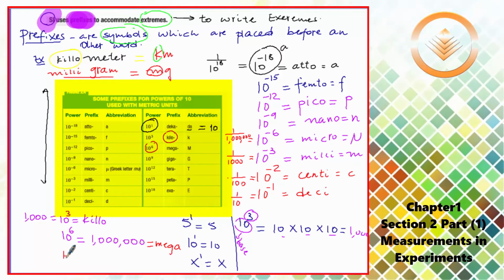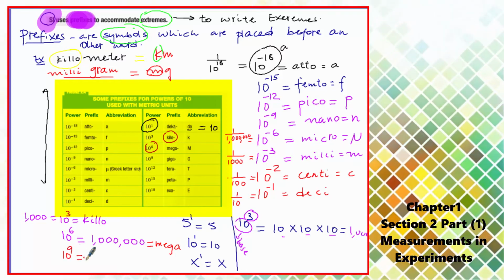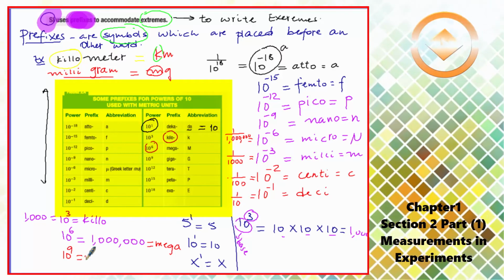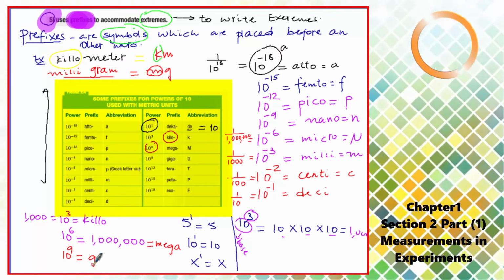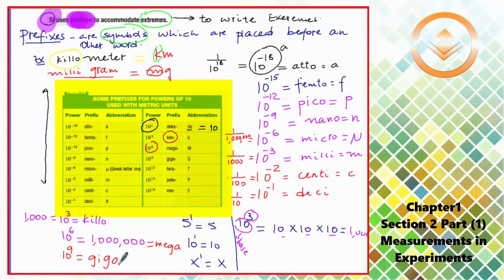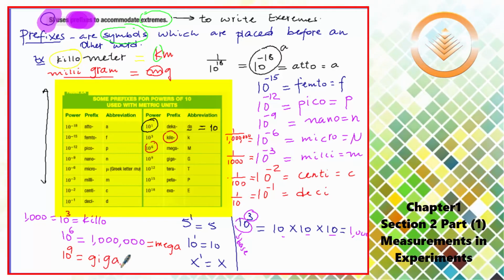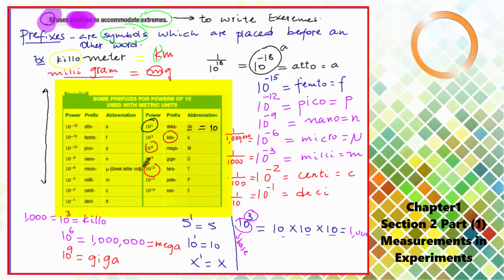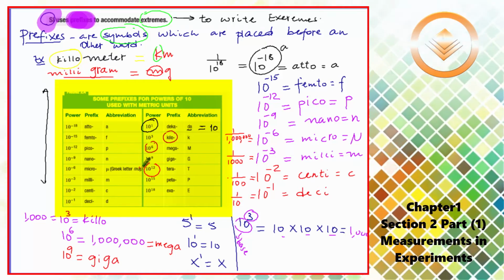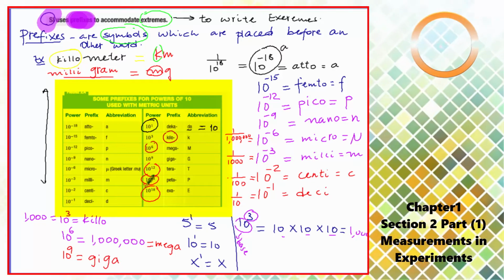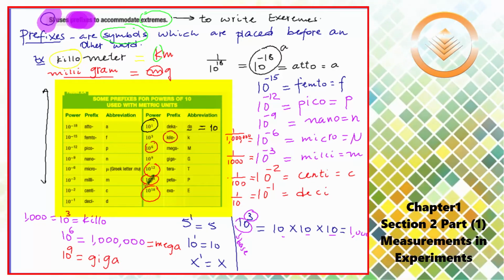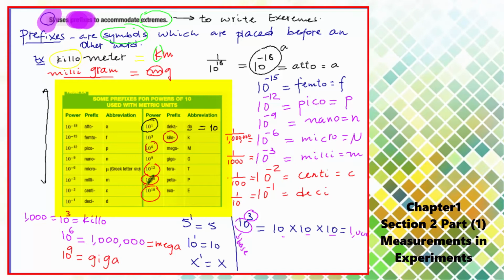Next is 10 to the power of 9, where you write 1 and 9 zeros, and it has a special name called giga. If it is 10 to the power of 12, we call it tera. 10 to the power of 15, peta. 10 to the power of 18, exa. So these are the common prefixes that we have.